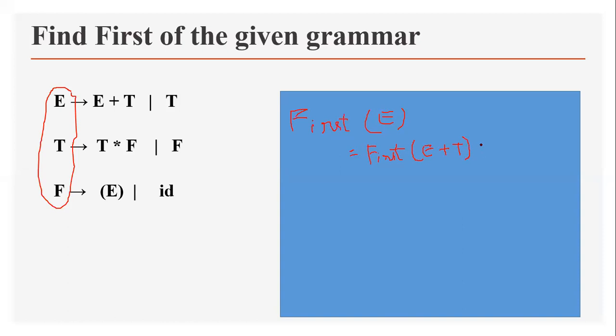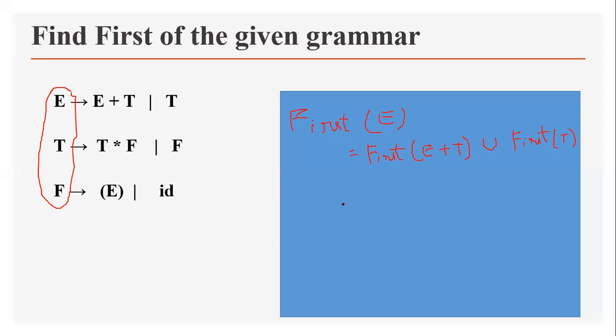See, we are having two productions for E, is it not? E plus T or T. So what you have to do is compute first of E plus T and first of T, and make the union. Both you have to compute, so you make the sum of that. So union of first of T.